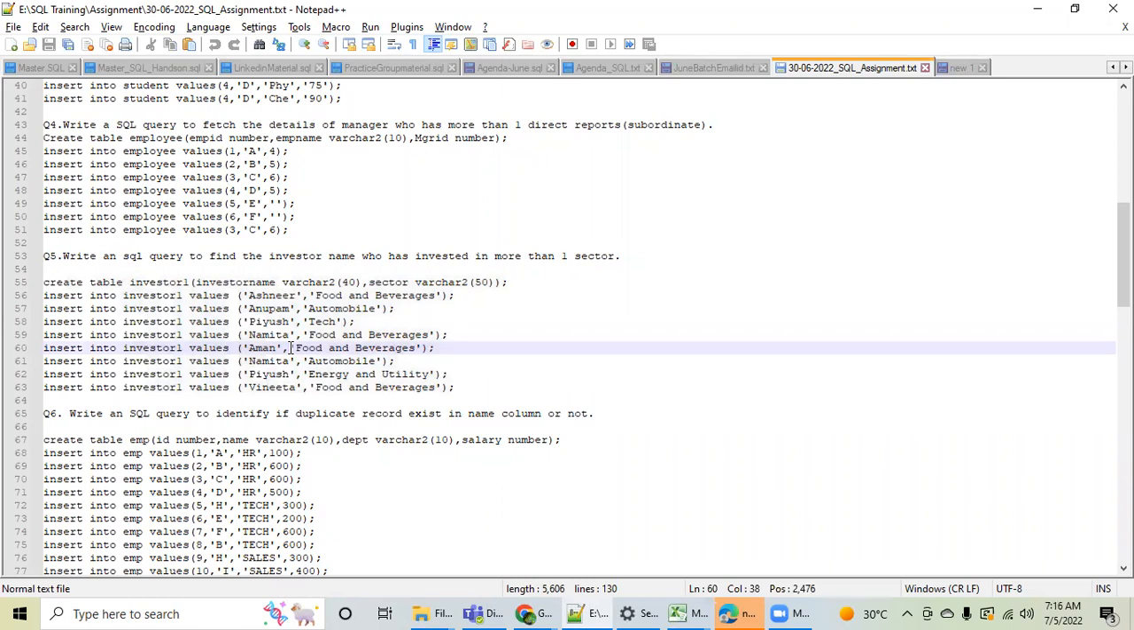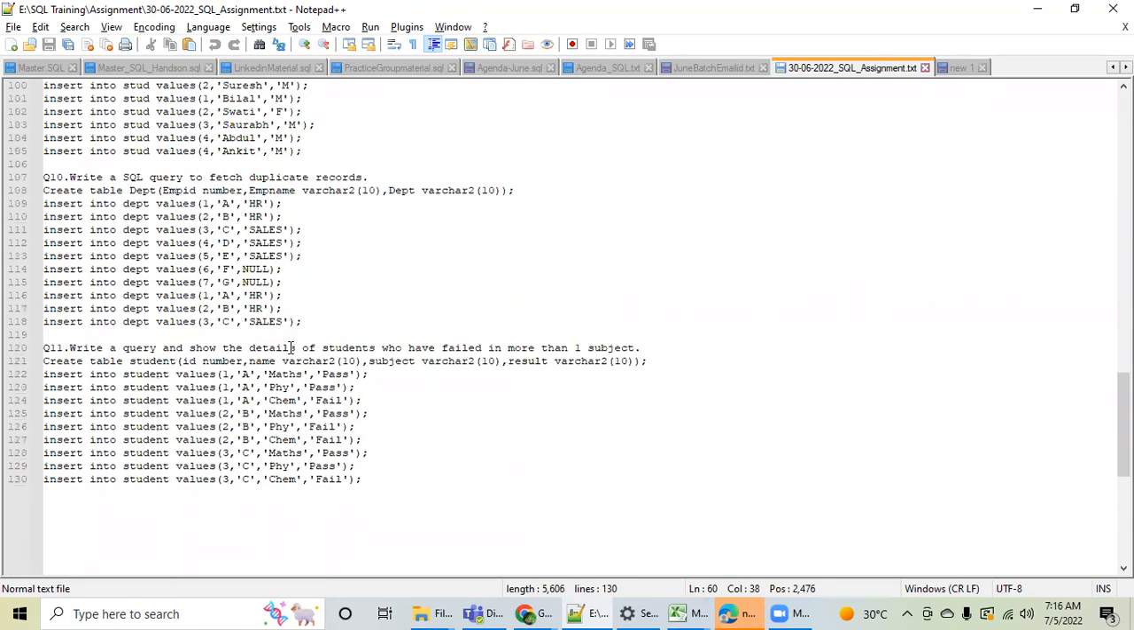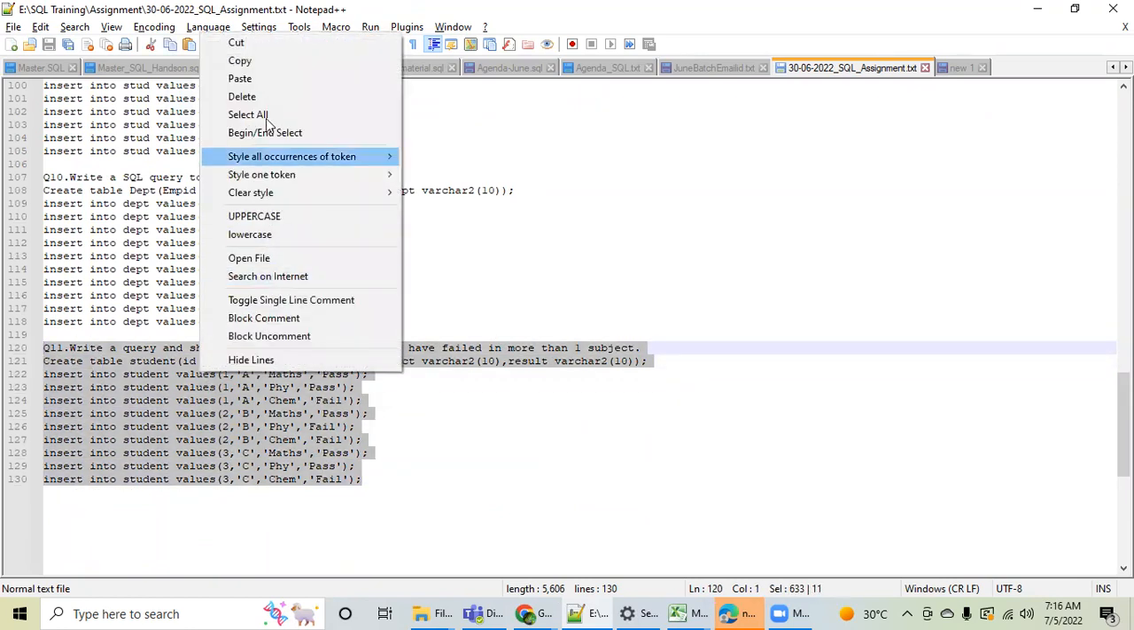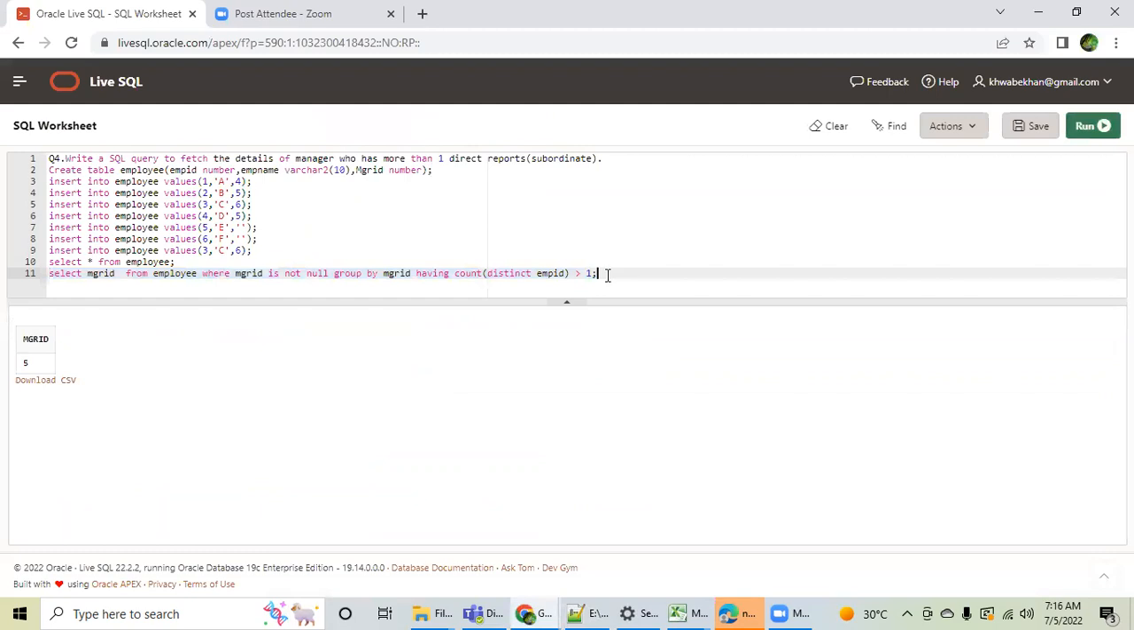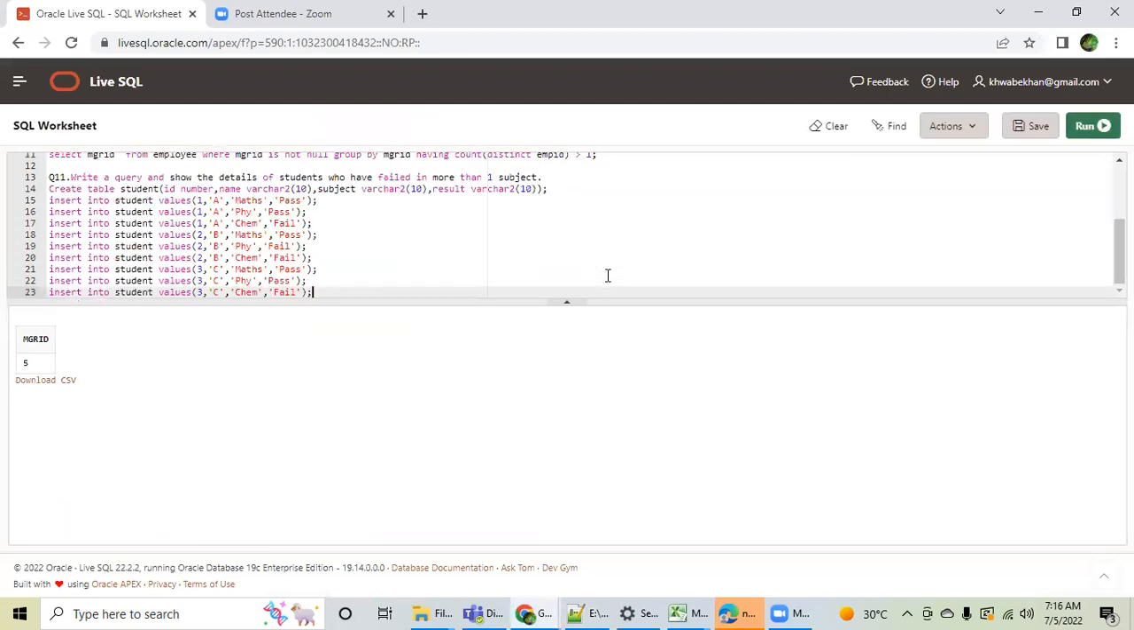Okay. Any other? Can you go with the 11th one? The last is the 11th one. This is a good question. There are multiple ways to solve this question, but here I will concentrate only on count and group by.